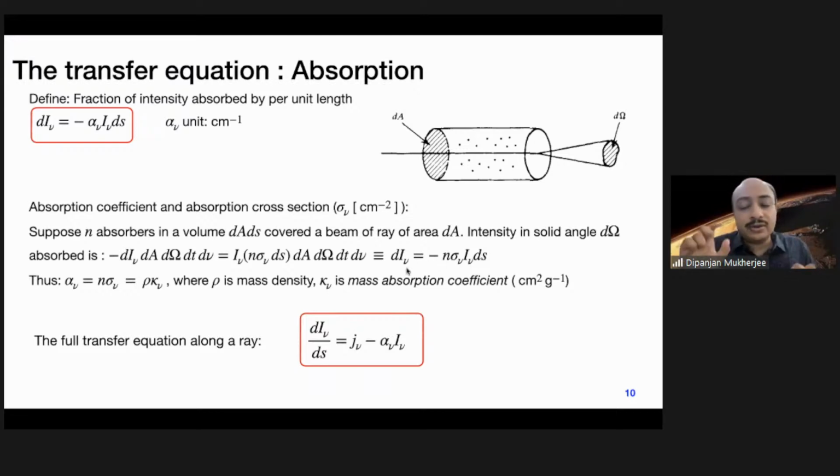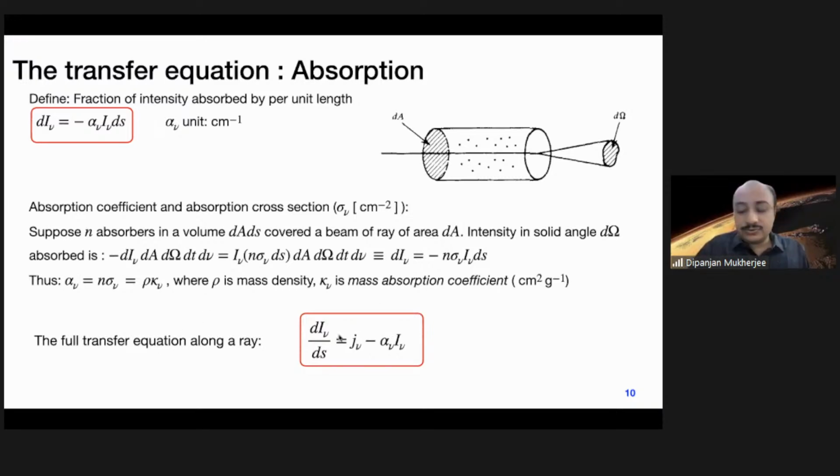So if you are relating the scattering cross section to the absorption coefficient, the absorption coefficient is nothing but the number of scattering particles times the sigma nu. Okay, so people also define something else, which is the absorption cross section per unit density or per unit mass. So this is called the kappa nu, which is the mass absorption coefficient, where you define it in this way: alpha nu equals rho times kappa nu.